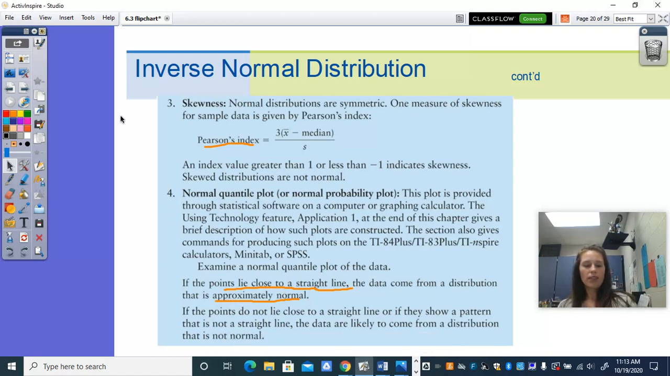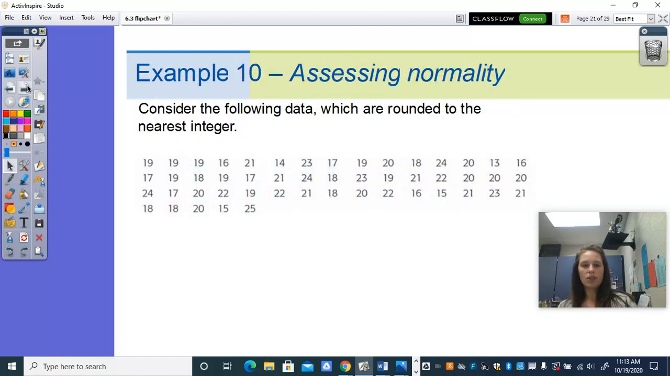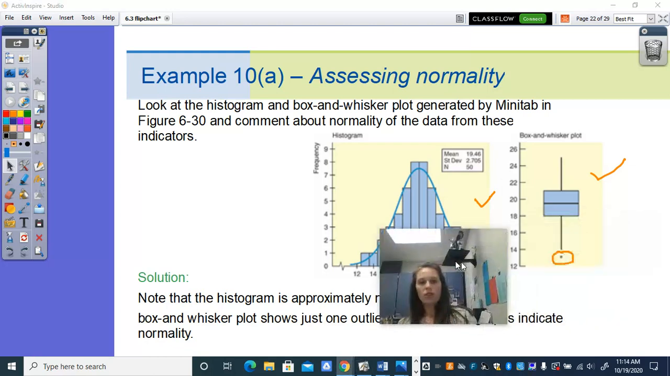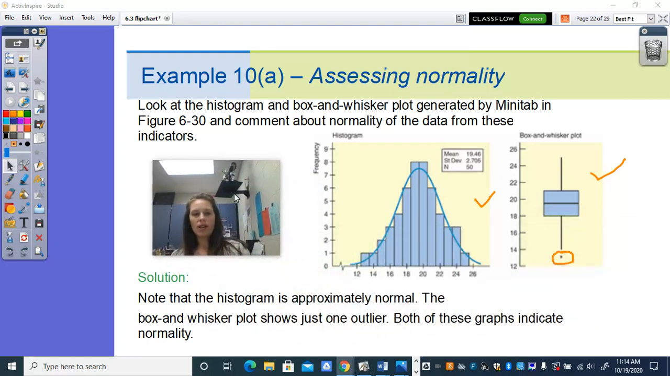So let's do an example problem. And this is on your notes. So here's some data we're looking at. It's kind of all blended in together. Hard to tell what's going on. So let's look at a histogram. And would you guys agree this looks pretty normal, looks like a bell shape. So I gave that a check mark. That's good. Looking at a box and whisker plot, and our calculators will do this as well. It'll show if there's an outlier. There is one outlier, and remember, one outlier is okay. So the first 2 steps, I would say yes, that's good.